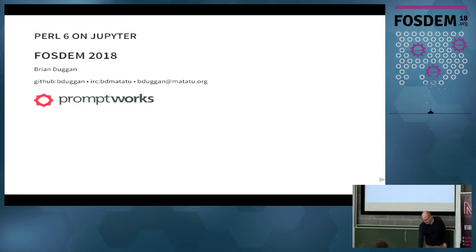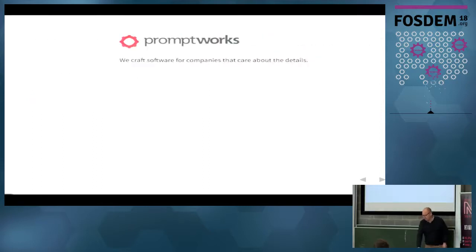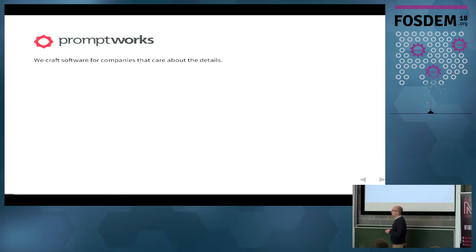Okay, so my name is Brian Duggan. I'm here from the US, from Philadelphia. I work for a company called PromptWorks. We're a consulting company. We do projects in a variety of languages: Perl, Python, Ruby, JavaScript, Elixir, Go. We're a polyglot organization.